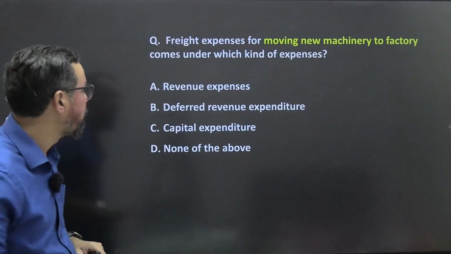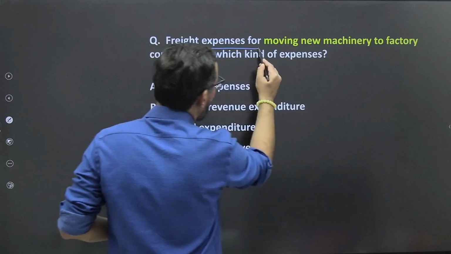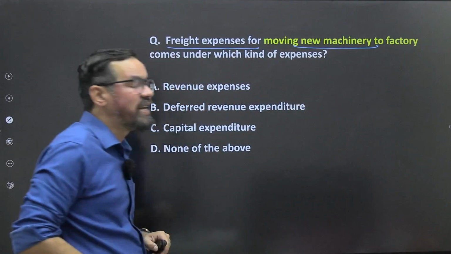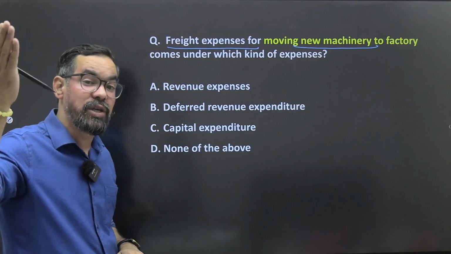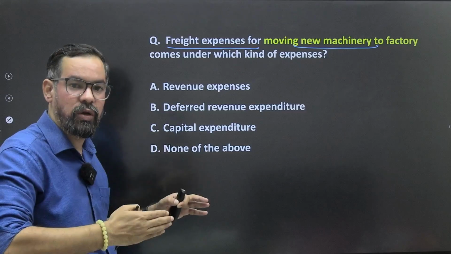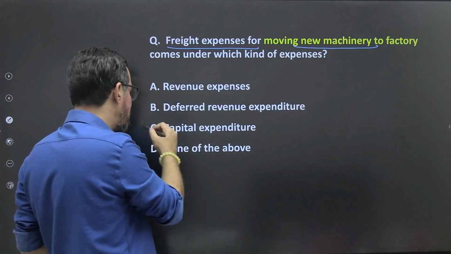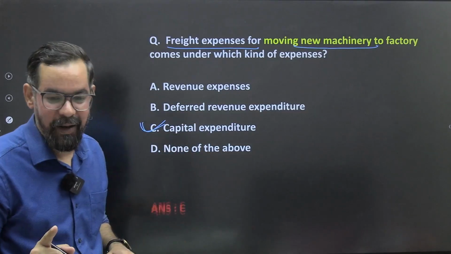Understood? Next one. Freight expenses for moving a new machinery to factory. We purchase that machinery from US and there are some freight costs. That is part of capital expenditure, right? I hope you guys remember that particular one, right?